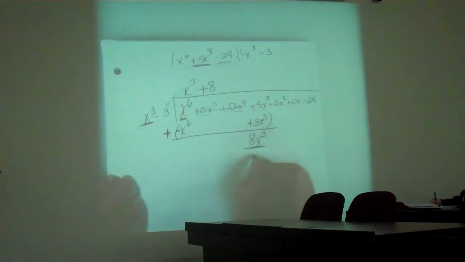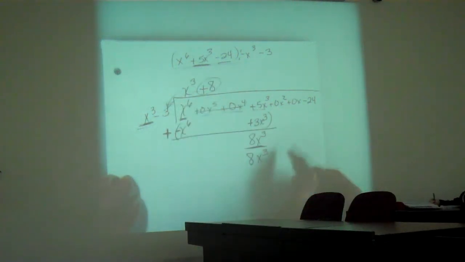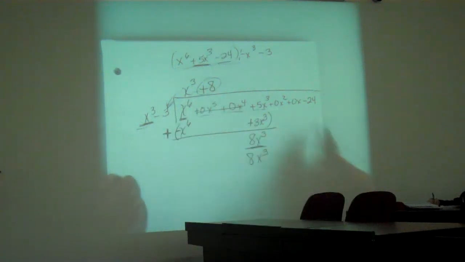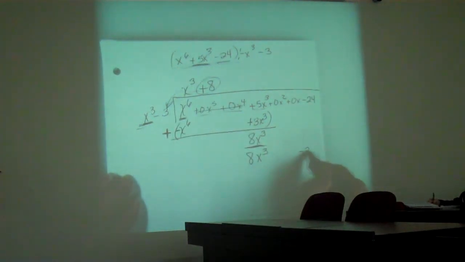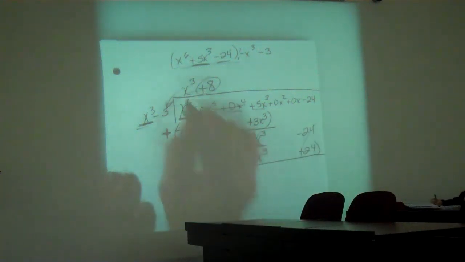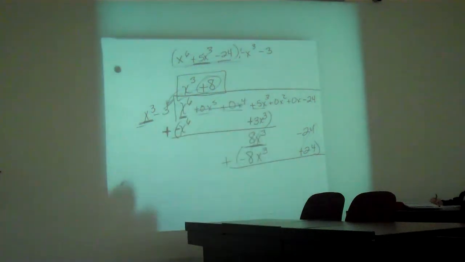Plus 8 times x cubed is 8x cubed. Positive 8 times negative 3, negative 24, right? Yes. That's going to be exactly what that is. This one doesn't even have a remainder, because when you subtract, add the opposite and the opposite, when you add both of these things, they cancel. So that one, as complicated as it looked, actually had an easier, more simple answer.